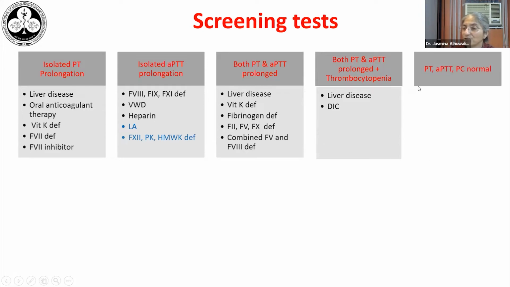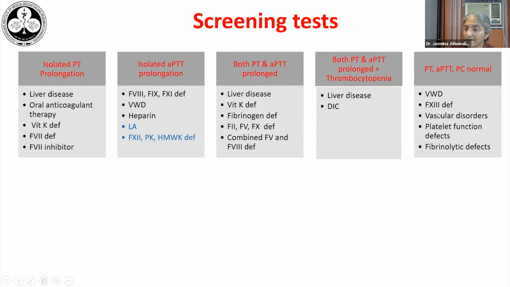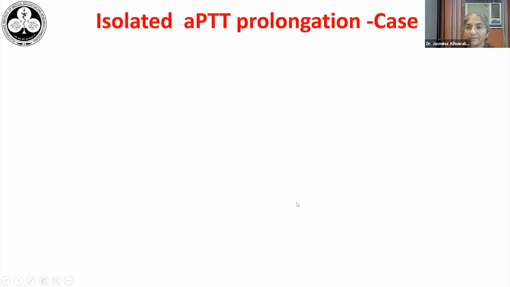And if we are looking at a situation where all these tests are normal, then we need to think about von Willebrand disease, factor 13 deficiency, vascular disorders, platelet function defects, and fibrinolytic defects. So let's see, with the help of cases, how these can be worked out.